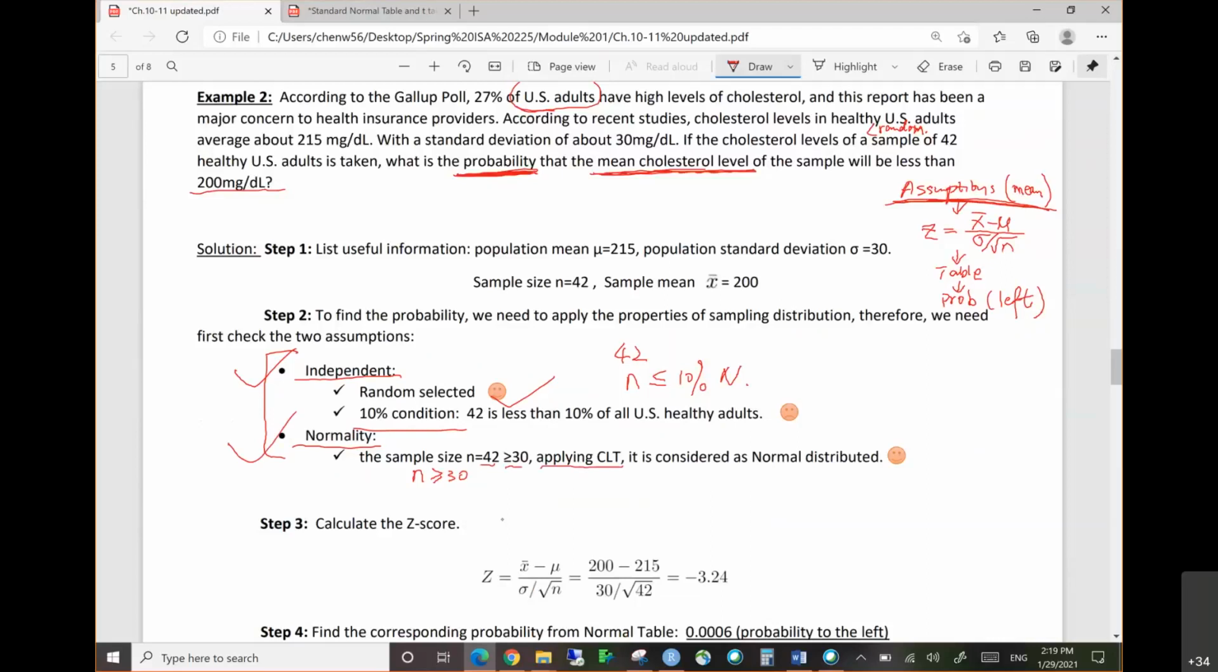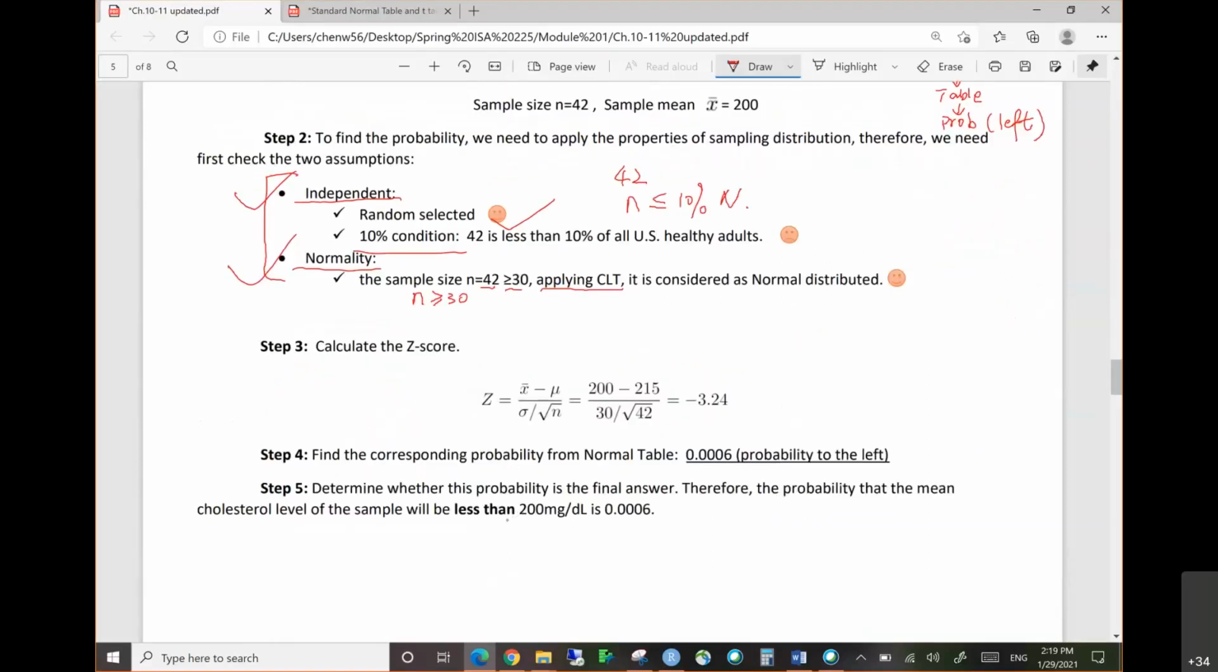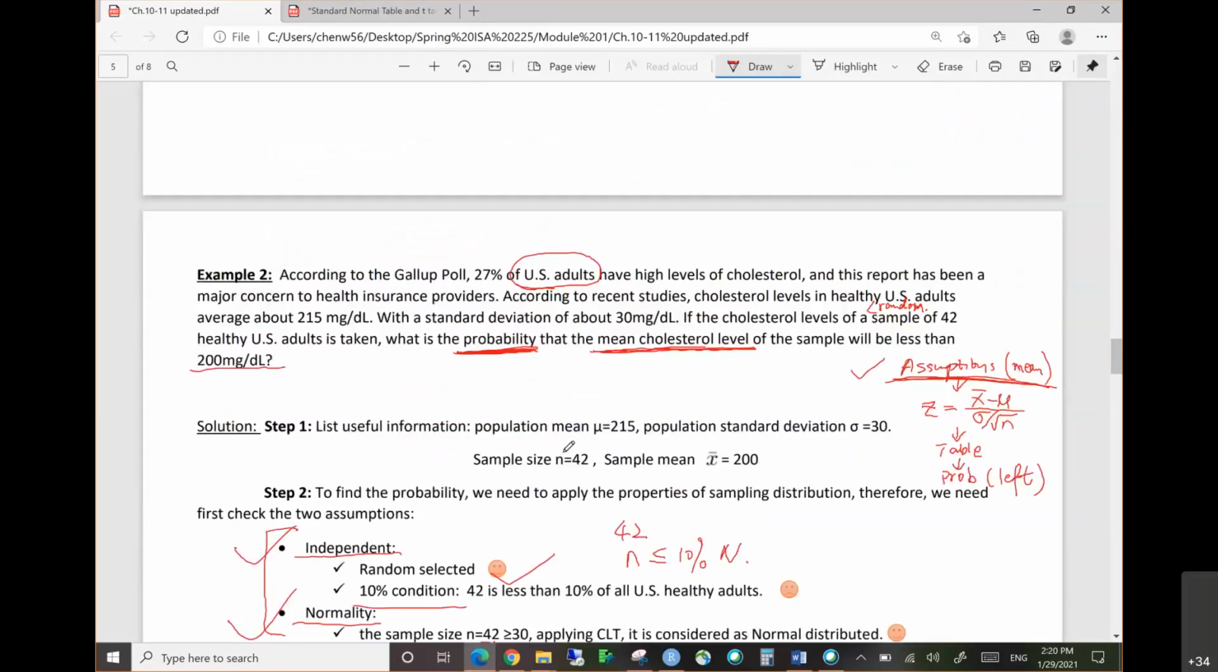Once these 2 assumptions are both checked, the next step is just a calculation. We have the Z formula, and then we need to find X bar, we need to find mu, we need to find sigma, we need to find N. So let's come back: X bar, mu, sigma, N.